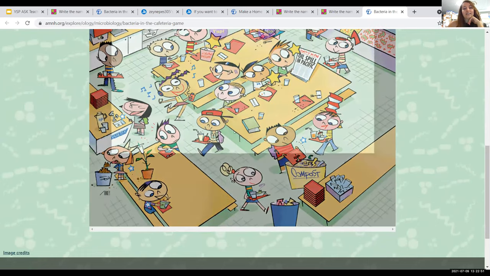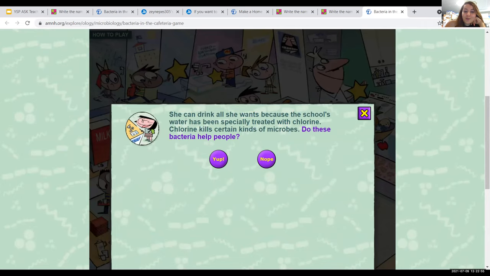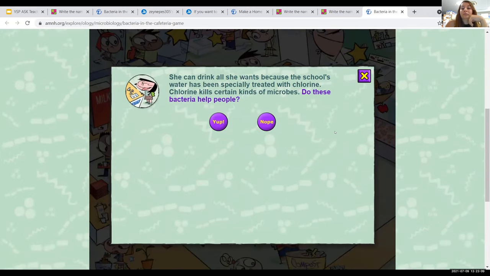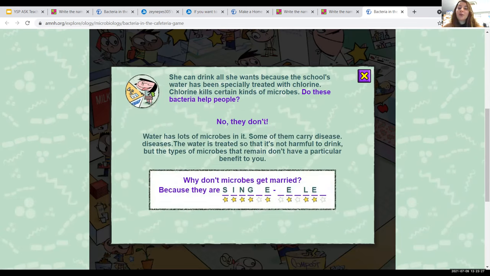And here another star. She can drink all she wants because the sucrose water has been specially treated with chlorine. Chlorine kills certain kinds of microbes. Do these bacteria help people? Okay, one yes, one no, two no, three no. So I'm going with no. Yeah, you are right. Water has lots of microbes in it. That's why we are cleaning with chlorine. So they are not helping us. They are harmful. They can carry disease. So before we drink, we should always clean the water.